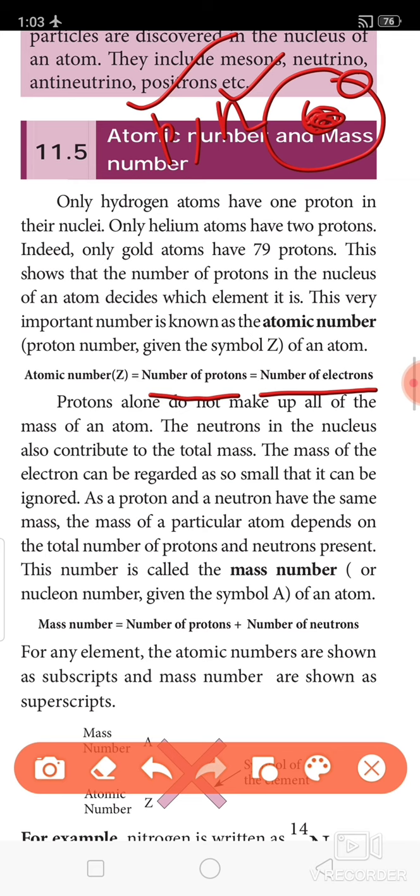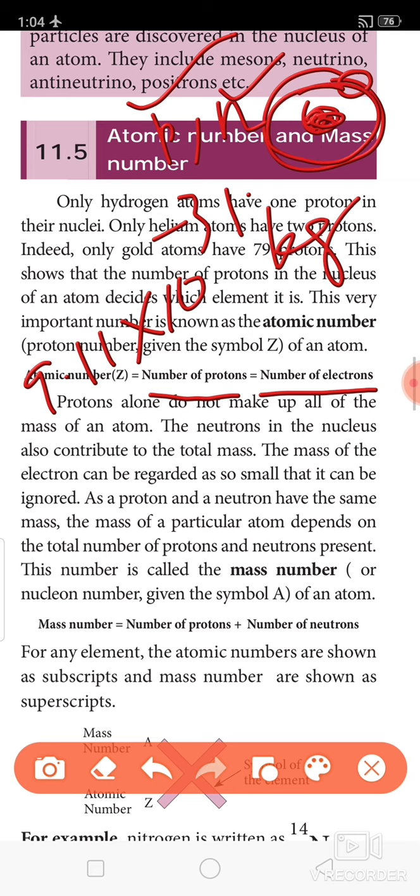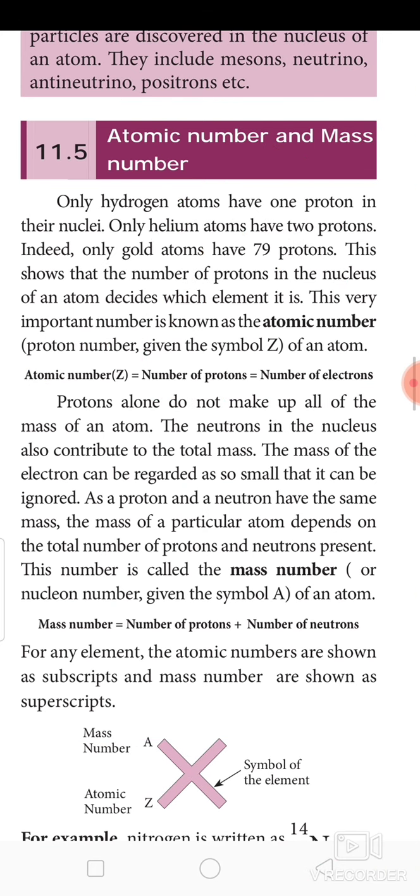The mass of the electron can be regarded as so small that it can be ignored. So, we need not consider the mass of the electron. In the table 11.1, they have shown the mass of the electron is 9.11 into 10 to the power minus 31 kg. So, it is very minimal. So, if we consider the whole mass of an atom, we can neglect the mass of the electron. We only consider mass of the proton and mass of the neutron as a whole as the mass of the atom. Okay, as a proton and neutron have the same mass, the mass of a particular atom depends on the total number of protons and total number of neutrons present in that.